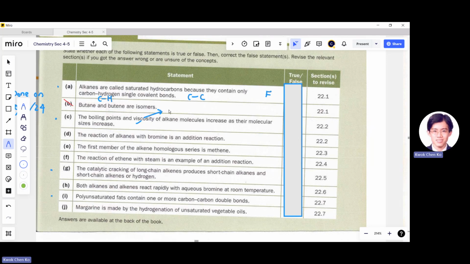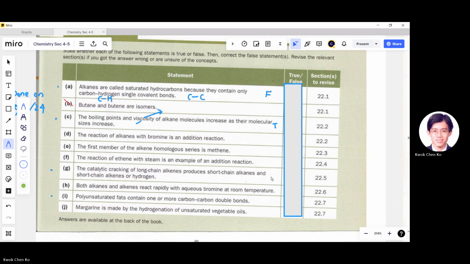Tricky. Okay, I didn't mention viscosity, but I will mention this again. Viscosity is how well a liquid flows. That means the more viscous it is, the harder it is to flow. So anyway, C is true. Remember, as the molecular size increases, your boiling point increases, melting point increases, and density also increases. Therefore, it becomes harder and harder to flow. So viscosity increases too.